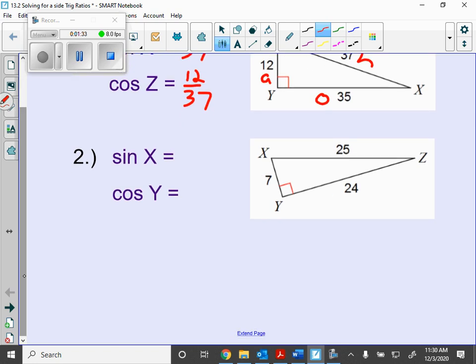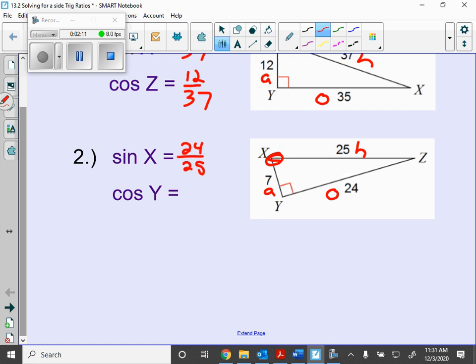Sine of x. So x right here, label O, A, and H. What's my H? 25 is my H, because that's the hypotenuse. It's across from the right angle. What's my adjacent, right next to the angle? Is it 7 or 24? 7, because it's right next to the angle. So that leaves 24 to be my opposite. Sine is what over what? Opposite over hypotenuse is 24 over 25.